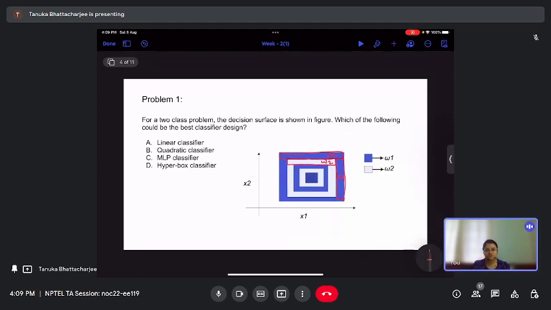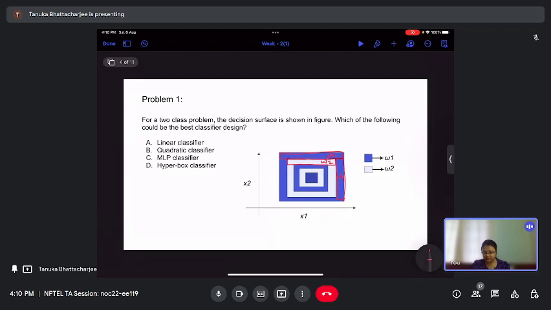If your features are organized like that, so that you can form such a collection of boxes, each belonging to one particular class, then the best classifier for this type of feature distribution will be the hyperbox classifier. So, for this particular type of decision boundary or decision surface, we will be using a hyperbox classifier.